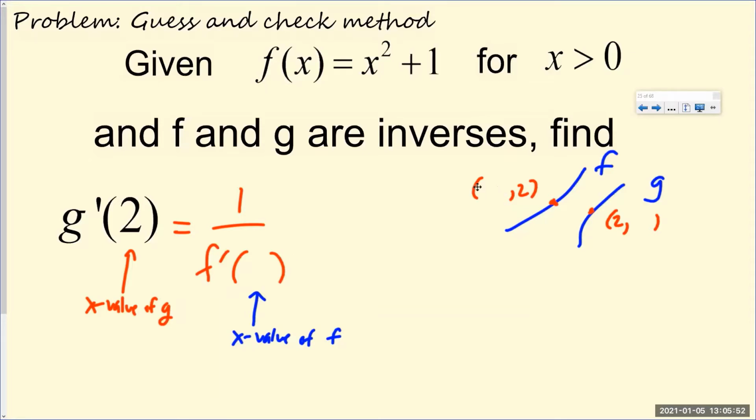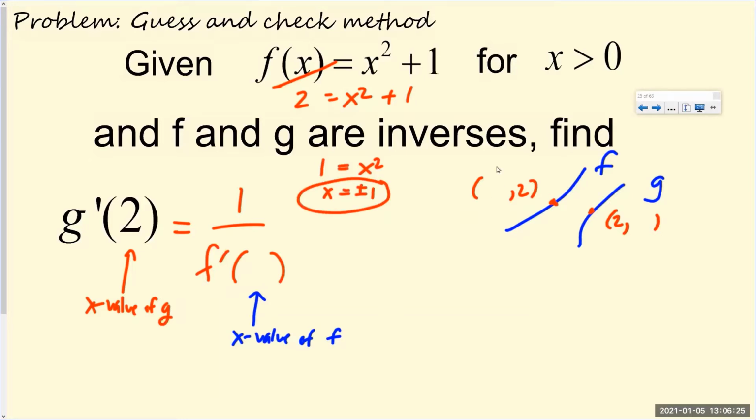So if I know the y value of my f is 2, can I figure out what the x value of my f is? I've got this equation. Remember, f of x is just a code name for y. So this right here is the y value of my f, which is 2, is equal to x squared plus 1. Go ahead and solve this. If I subtract both sides by 1, I'll get 1 is equal to x squared. So therefore, x is equal to plus or minus 1. That is the value of my x, which is this number right here.